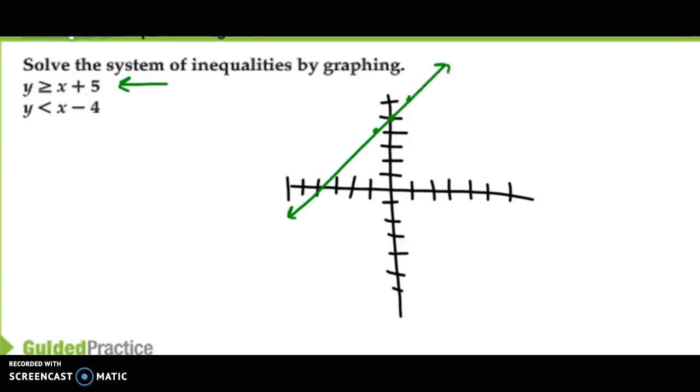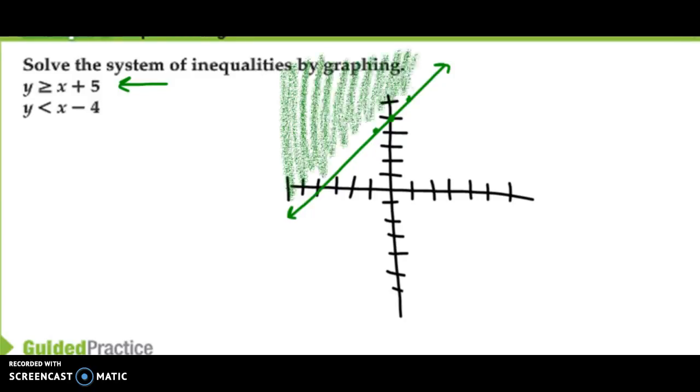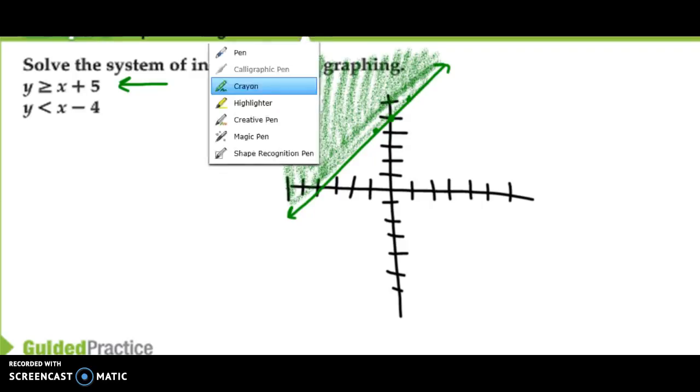and it's greater than. And so if I try 0, 0, I get 0 is greater than or equal to 5, which is not true. So I'm going to shade above. I take my green colored pencil, and I shade above. Okay? Now I look at the next one.